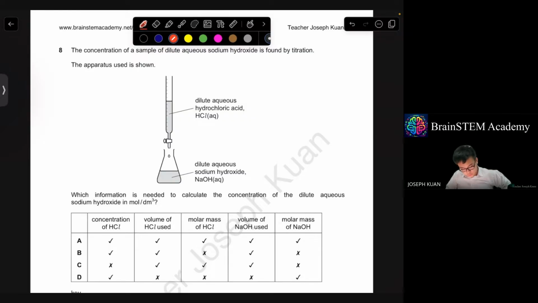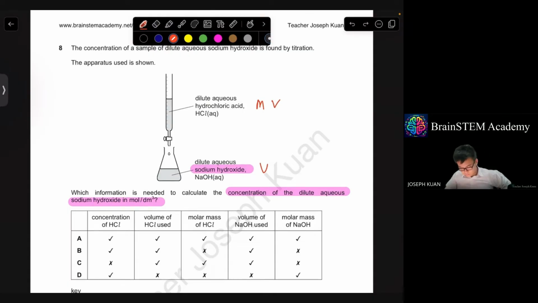Moving on, the concentration of a sample of dilute aqueous sodium hydroxide is found by titration. The apparatus used is shown below. Which information is needed to calculate the concentration of the dilute aqueous sodium hydroxide in mole per cubic centimeters? Okay, concentration. I want to find that of the sodium hydroxide. So with that, we need to know the concentration and also the volume of the hydrochloric acid used. First, we need to know the volume of the sodium hydroxide used. That will be B.